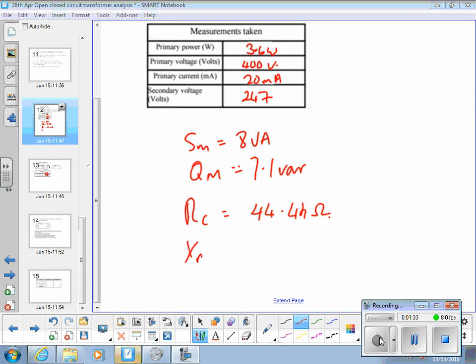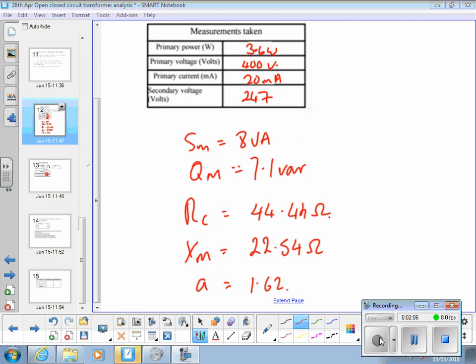XM. And lastly, I. Funnily enough, that's really close, and yet that one's 1.6. Okay, so they're the results from the open circuit test, and they look to concur with what was got from a previous year.